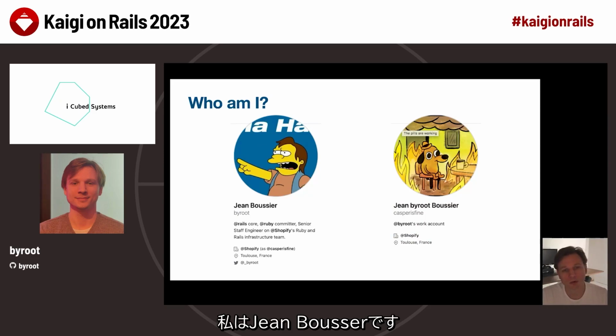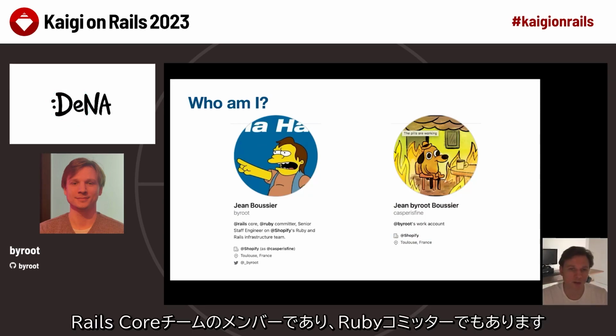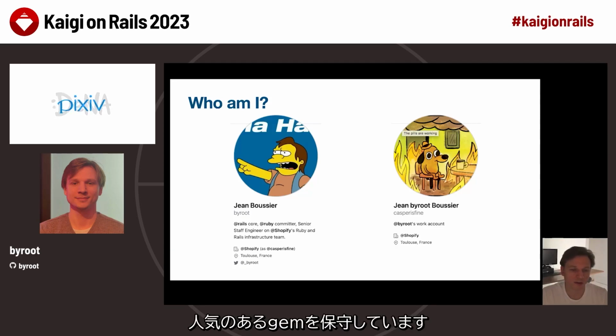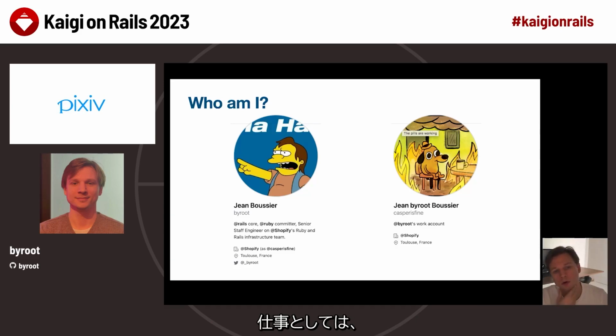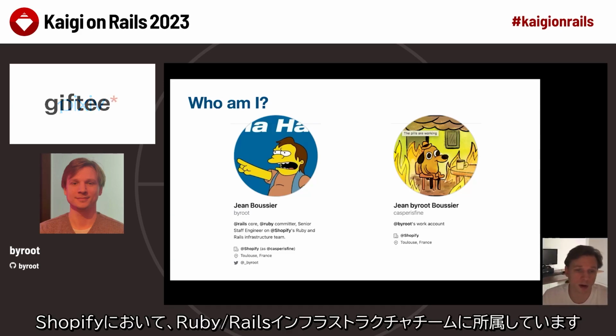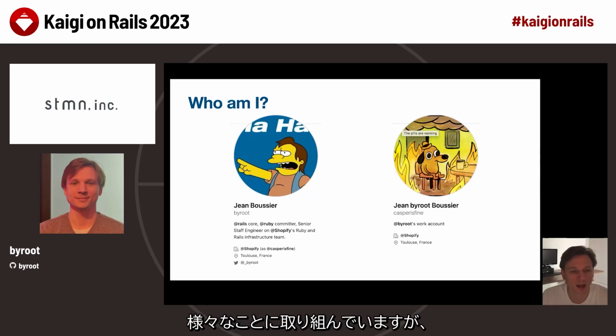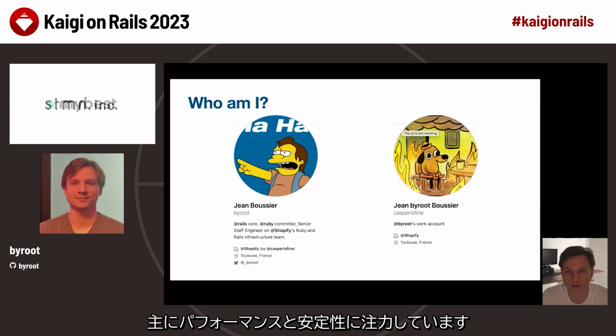I'm Jean Boutier, probably better known as byroot. I'm a member of the Rails core team as well as a Ruby committer. I also maintain a number of popular gems such as Redis, Bootsnap, or MessagePack. And professionally, I work for Shopify on their Ruby and Rails infrastructure team. When I work for that team, you usually will see me interact on GitHub as Casper is fine. I do a bit of everything, but my focus is mainly on performance and stability.